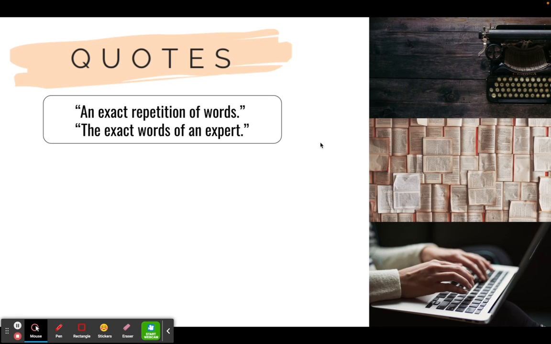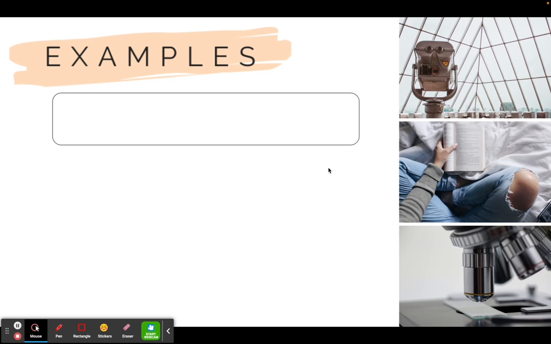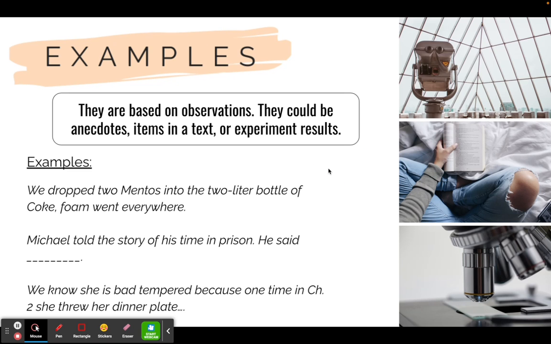Quotes are exactly what you're probably thinking they are. They're an exact repetition of words, the exact words of an expert. So it's not paraphrasing, it's direct quotes, just like below. And then we have examples, which are based on observations. So they could be anecdotes, which means stories. They could be items in a text, so you're referring to something. Or it could be an experiment result.